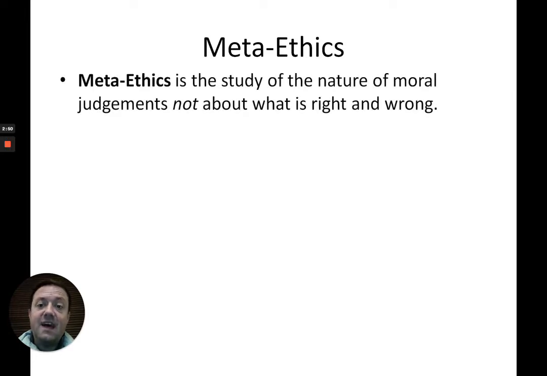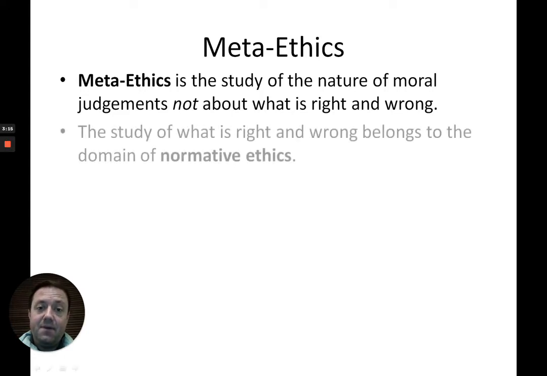So as I said just now, metaethics is the study of the nature of moral judgments, not about what is right and wrong. Studying what is right and wrong is the realm of normative ethics, where you'll look at theories such as utilitarianism, Kant's deontological approach, and Aristotle's virtue ethics.